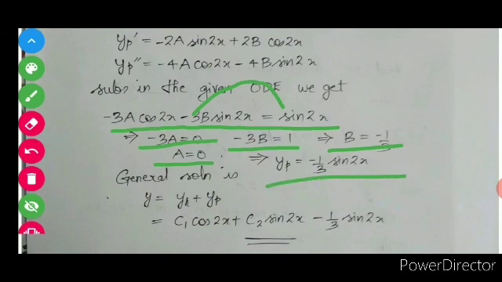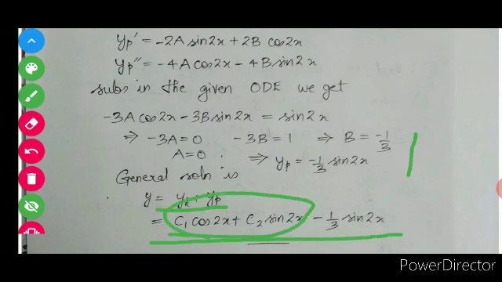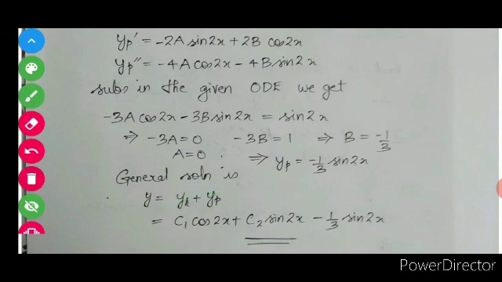So your yp comes out to be minus 1 by 3 sine 2x. That is because your yp is a cos omega x plus b sine omega x, and your a is 0, b is minus 1 by 3. So your yp is minus 1 by 3 sine 2x. Okay. So the general solution is yh plus yp. That is, the general solution is c1 cos x plus c2 sin x. This is your yh, we have already found this. Plus yp. Yp is minus 1 by 3 sin 2x. This is your general solution of the given ordinary differential equation. Okay. I hope that is clear.